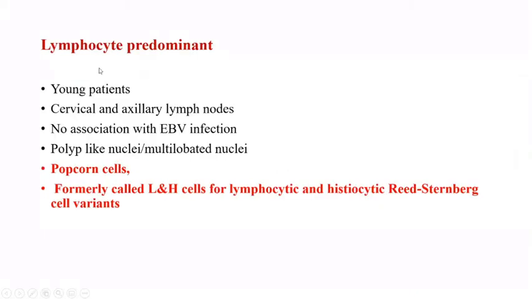Lymphocyte predominant occurs in young patients. Cervical and axillary lymph nodes are commonly involved, and they are not associated with Epstein-Barr virus infection. Their Reed-Sternberg cells will be polypoid or multilobated, and they are also known as popcorn cells, or initially they were known as lymphocytic and histiocytic Reed-Sternberg cells. Why are they different from the RS cell? Because they express B cell markers. They are not CD15 and CD30 positive.